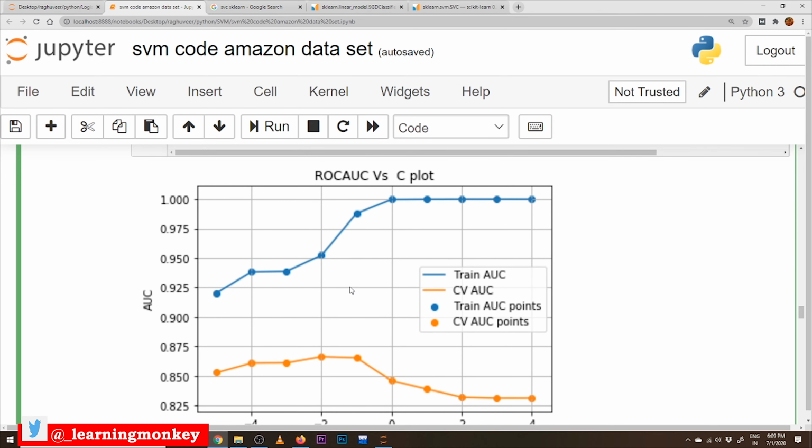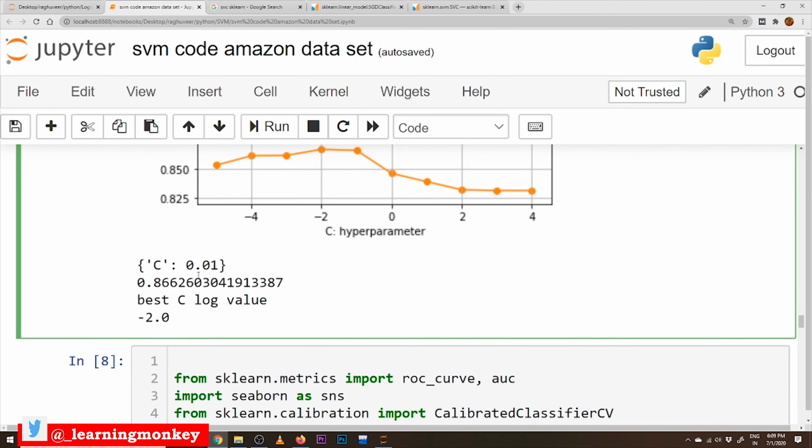This is the plot which we got after applying support vector machine. The only difference you have to identify here is at C is equal to 0, it's going to underfit. As the C value increases, it is moving towards overfitting. That's the one you have to understand. From this we will identify the best C value.